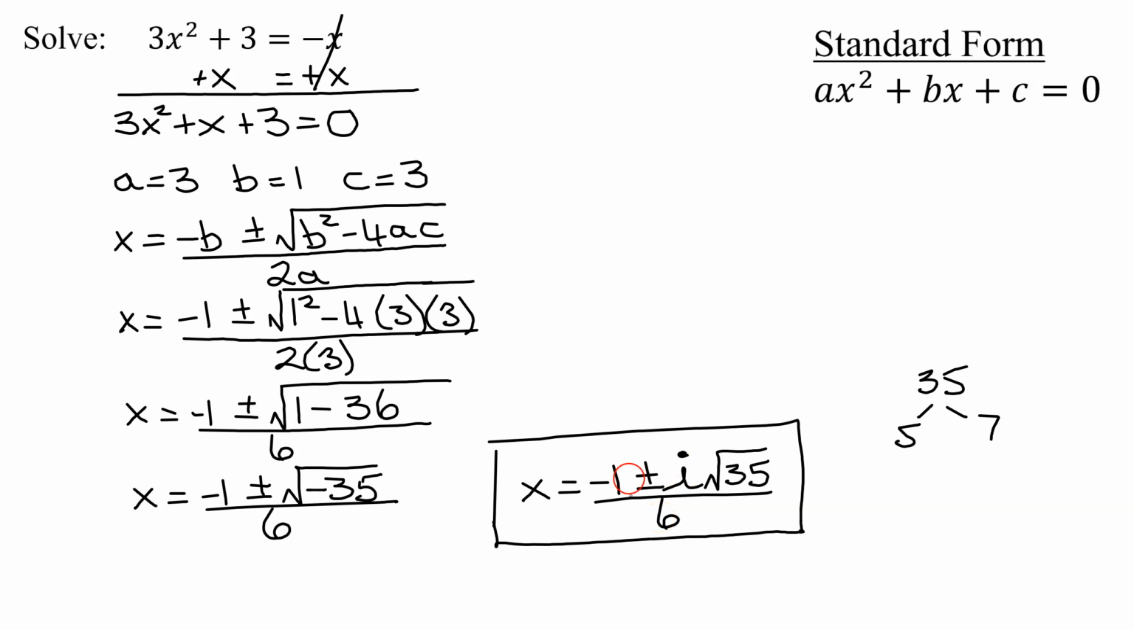Don't forget there are 2 solutions here. If you're asked for both solutions individually, it'll be negative 1 plus i times the square root of 35, all divided by 6, and the other solution is x is negative 1 minus i times the square root of 35 over 6. But this is a much more efficient way of writing both solutions.